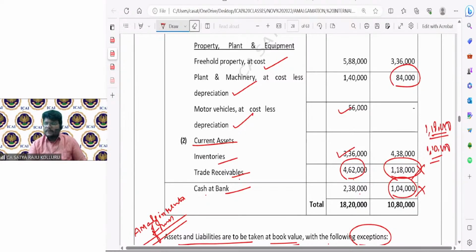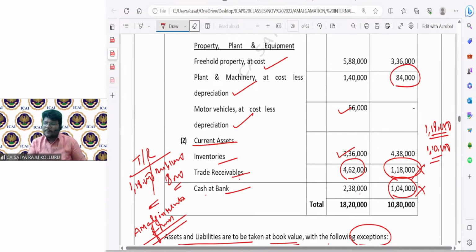What about the remaining 8,000? It is a loss, unable to collect. Simply, we will open trade receivable separately. Trade receivable 1,18,000. So he was able to collect by bank 1,10,000. Remaining 8,000, why are you worrying about that?